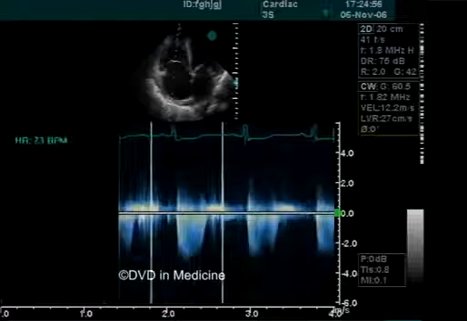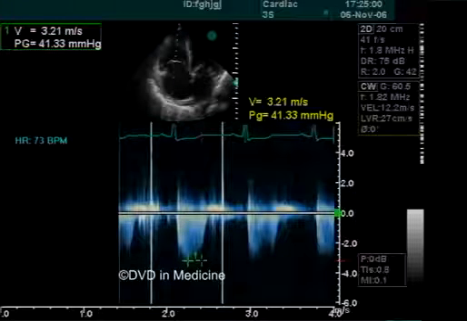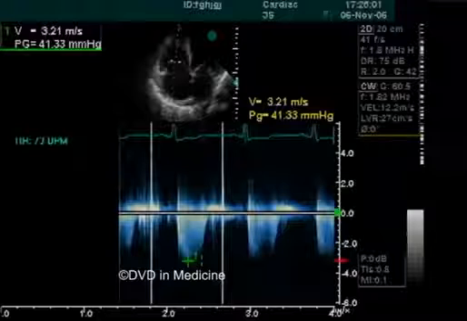Knowing the gradient across the tricuspid valve, one must add the right atrial pressure to determine the right ventricular systolic pressure and pulmonary artery pressure.